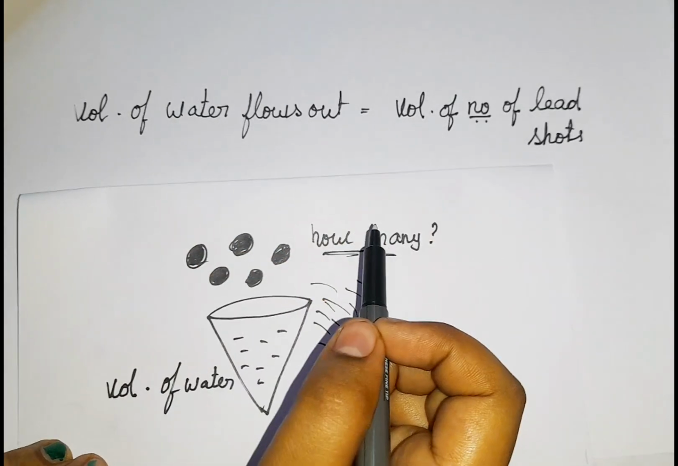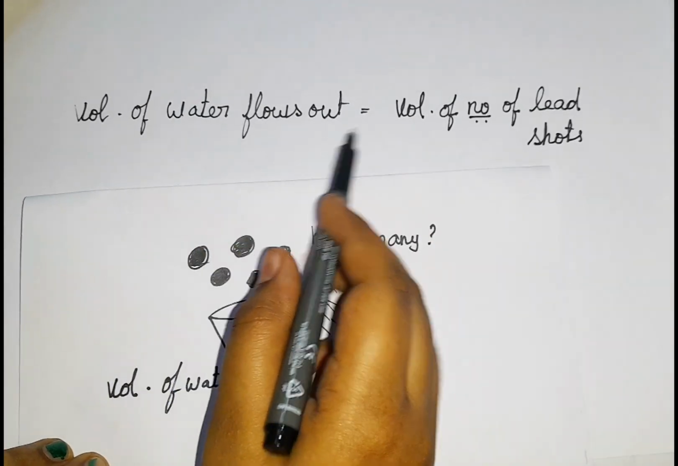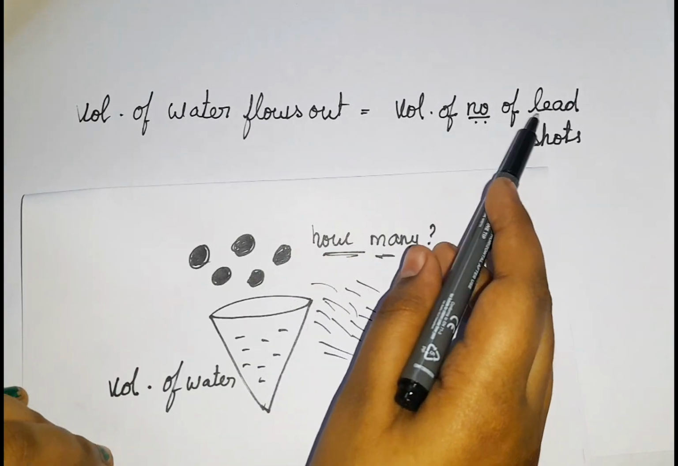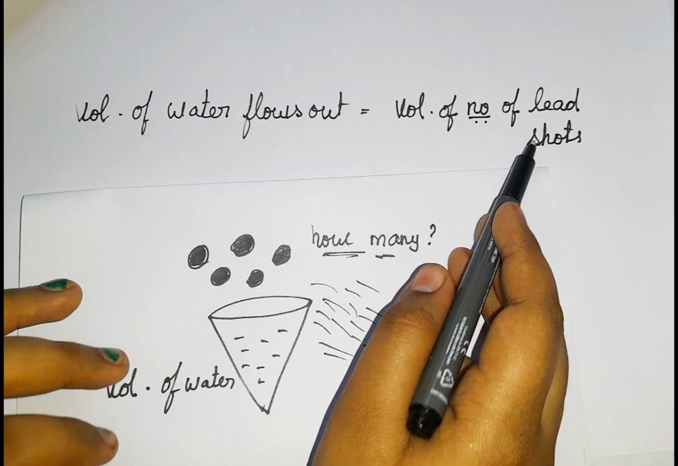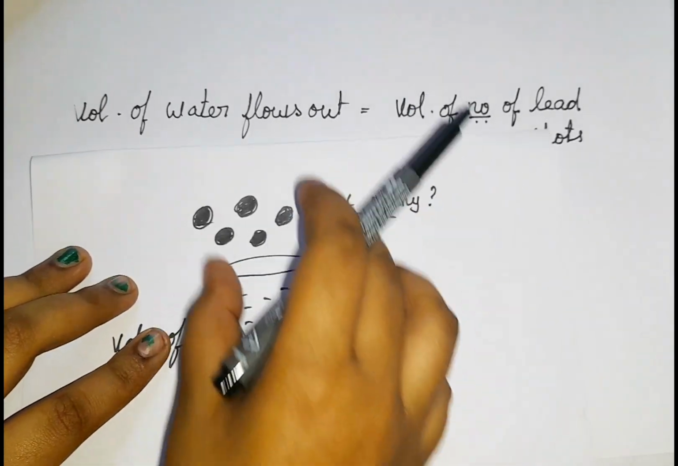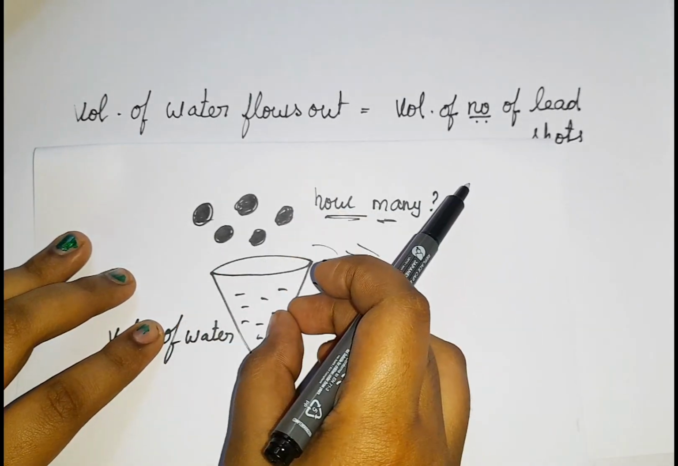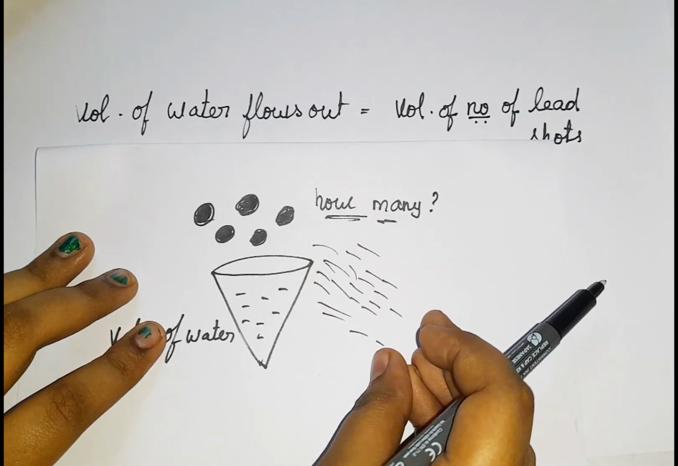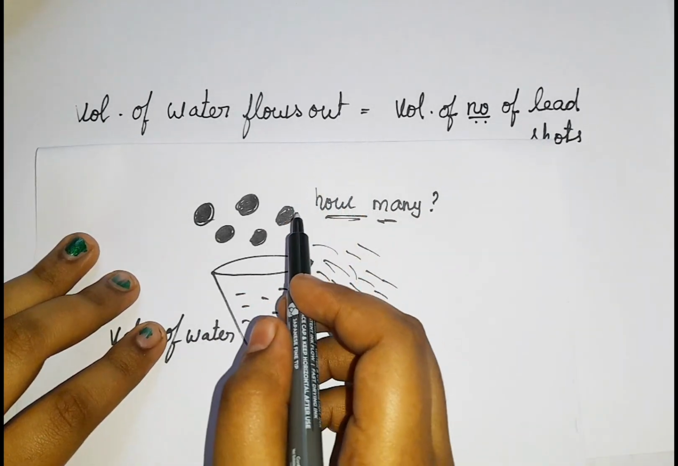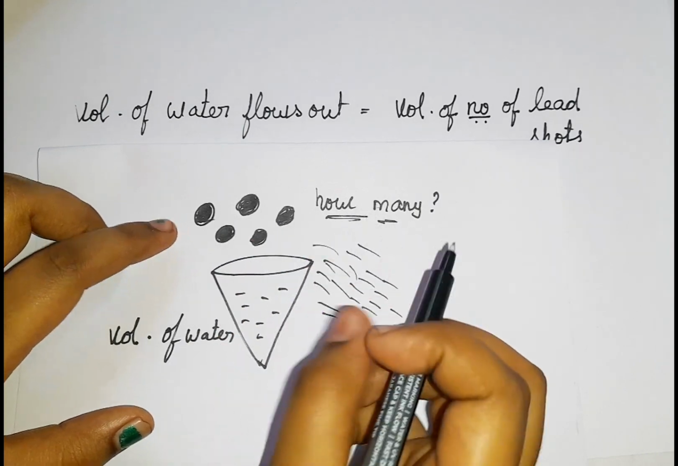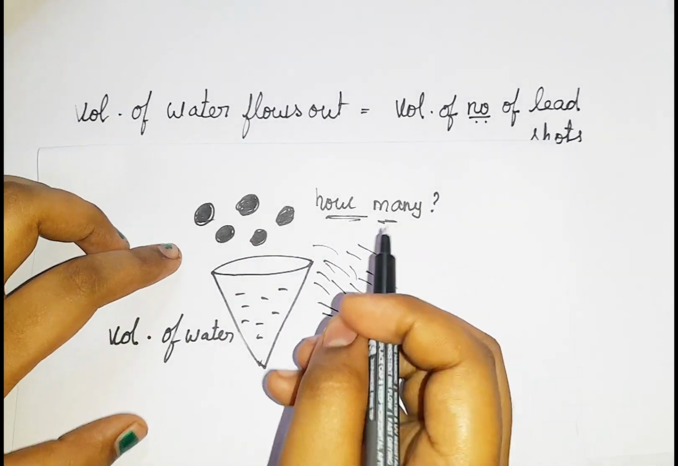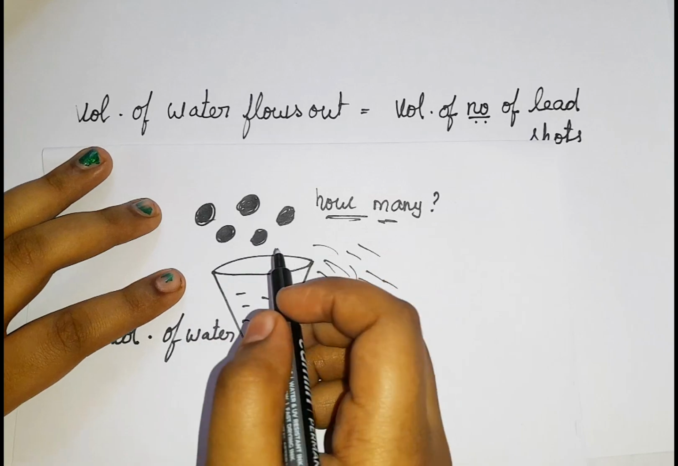This is what I wrote here. So the volume of water that flows out is equal to the volume of the number of lead shots. Here this is important: how many lead shots I throw inside this vessel, that much water will flow out. So they both are equal, right? It is dependent upon the lead shot. The main character here is the lead shot. So the water is dependent upon the lead shot.